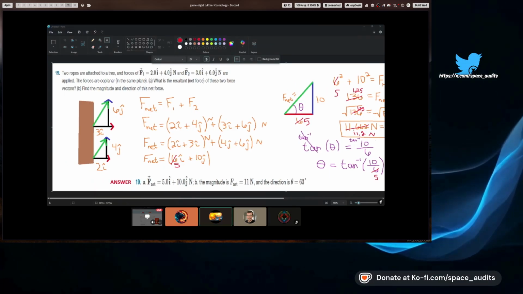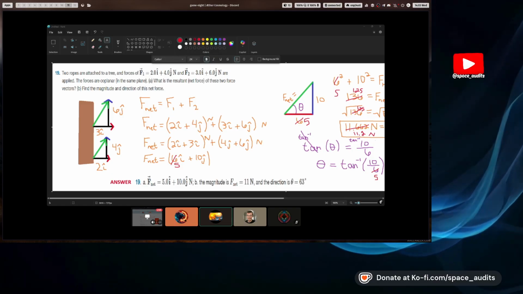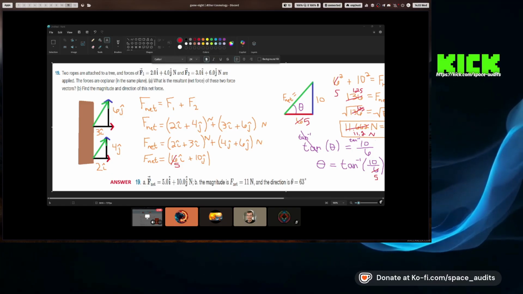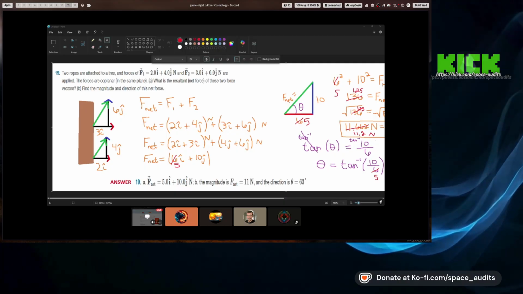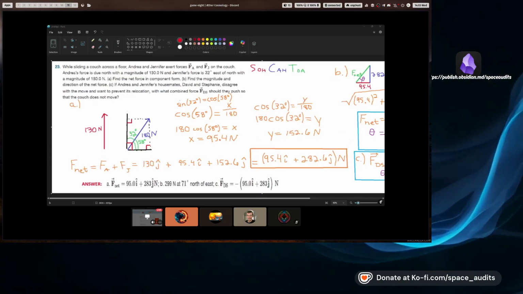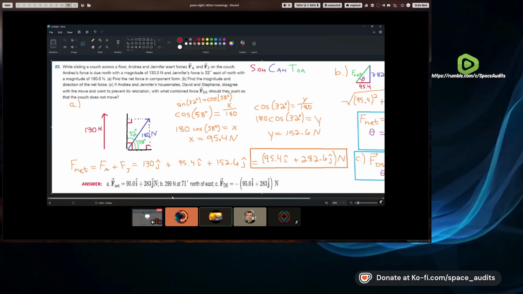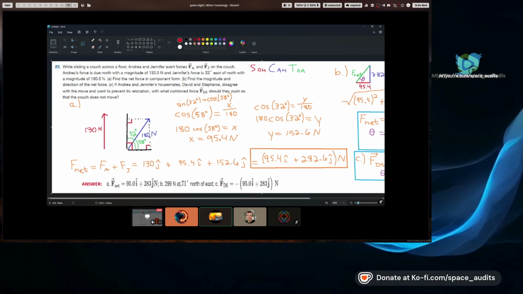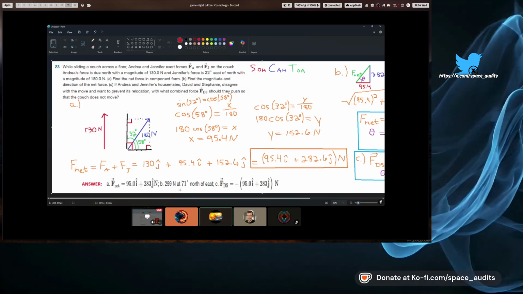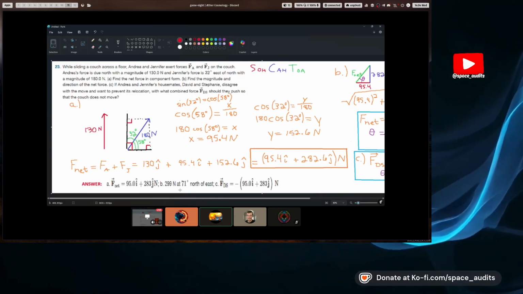Now the second problem, we did some more practice with vector combinations, but this time we started with two forces.